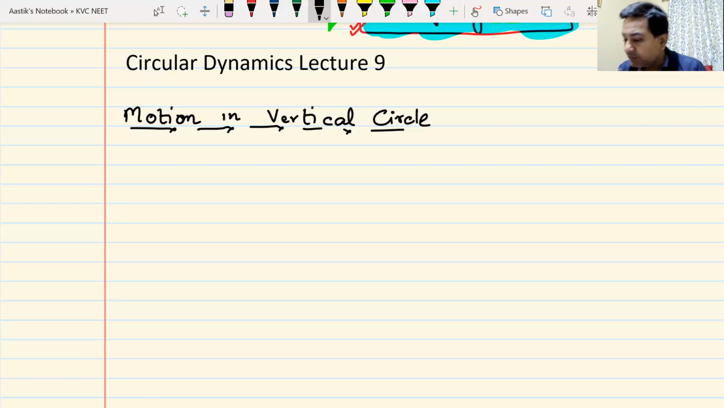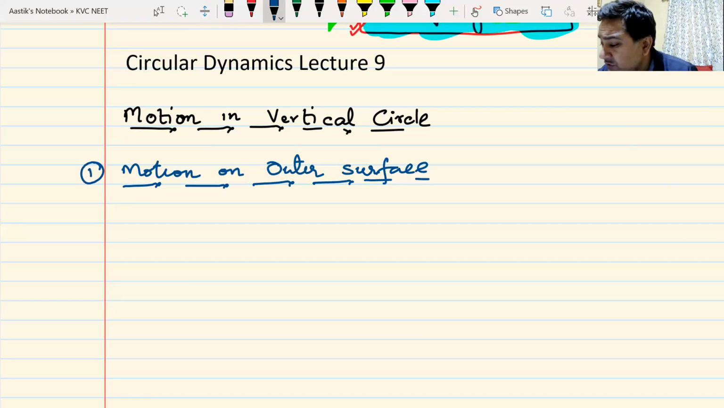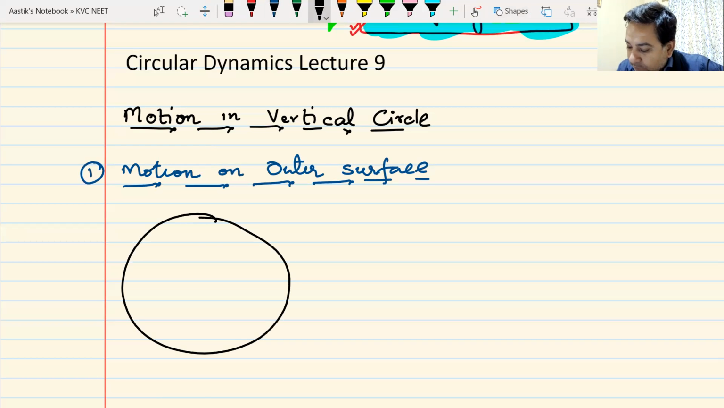The first case that we are going to do, case number 1, is motion on outer surface of a body. So this body, which I'm going to draw now, shall I draw it using this? Okay, I should draw it using this. I hope this will make sense. Oops, they didn't get converted.